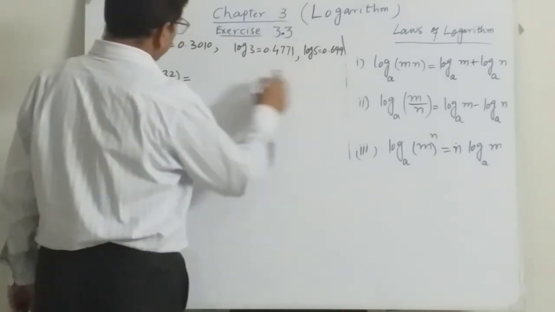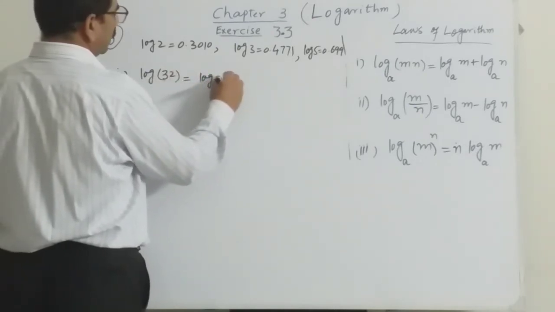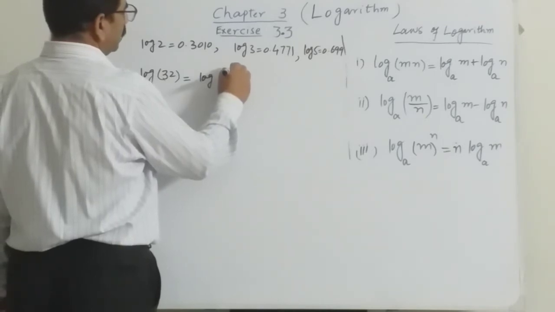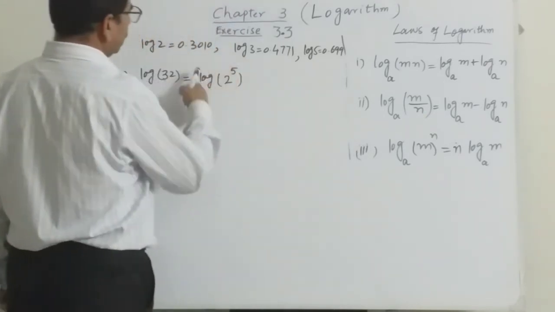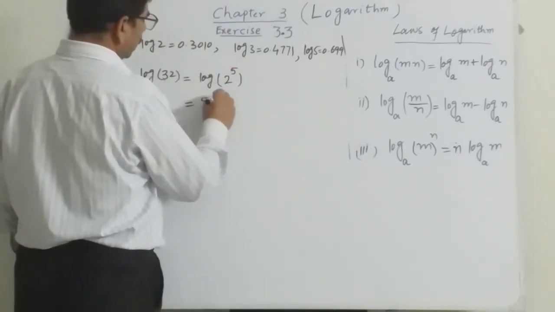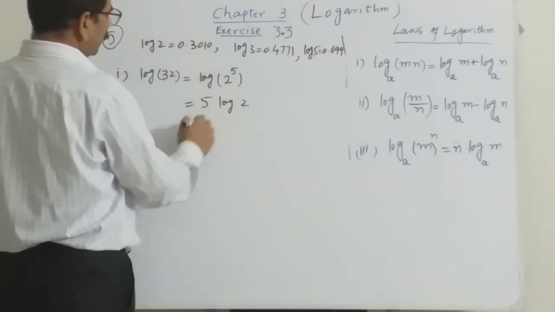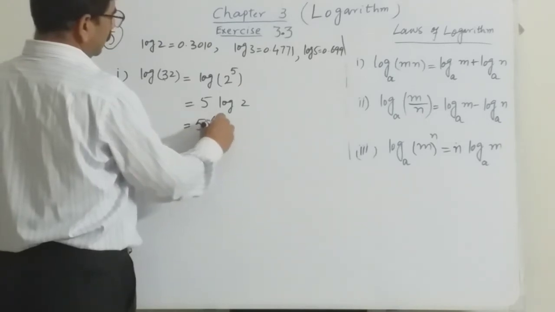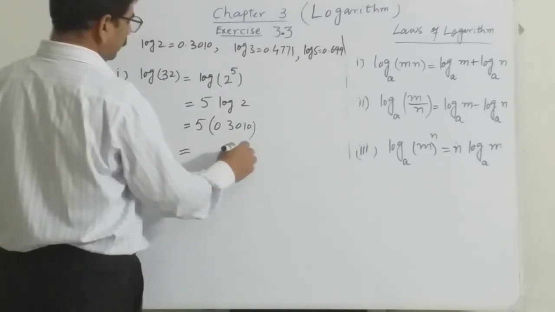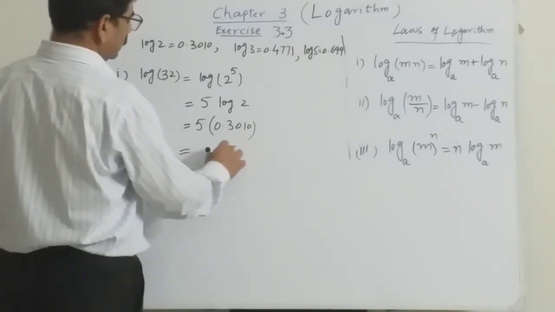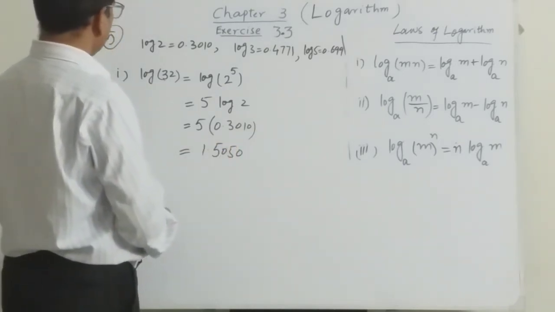First of all, we will factorize 32. We know that 32 is 2 power 5. Therefore, we can write it as log of 2 power 5. Now, according to the third law, this power will be multiplied with log of 2: 5 multiplied by log of 2. Now, we will use the given value of log of 2. 5 multiplied by 0.3010 gives us 1.5050. This will be the answer for log of 32.